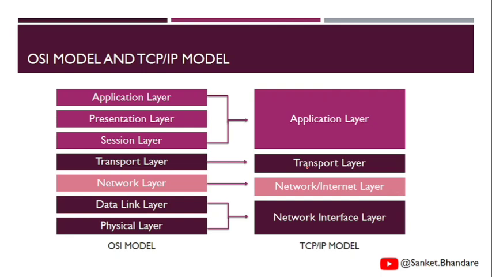The data link layer and physical layer of the OSI model are combined as the network interface layer, and the functionality is somewhat the same as the OSI model. The TCP/IP model provides a compact version, and it has been designed considering real networking scenarios. So this is all about the OSI model and TCP/IP model.